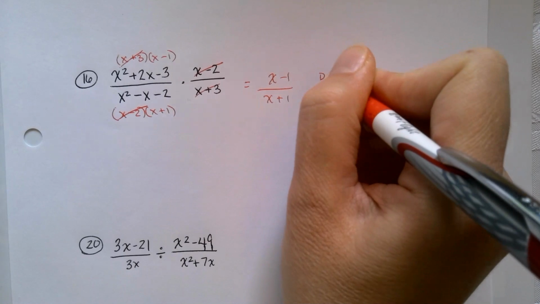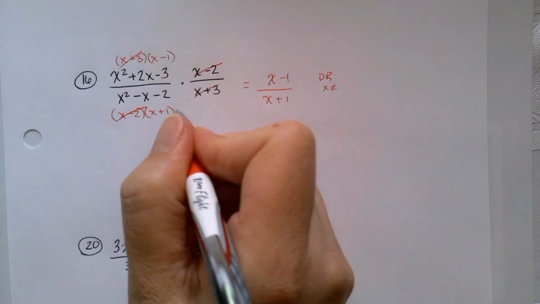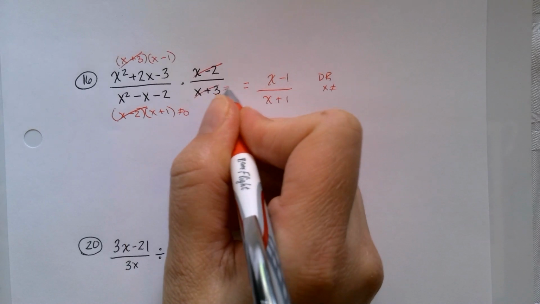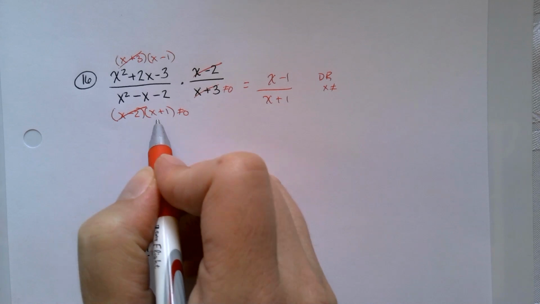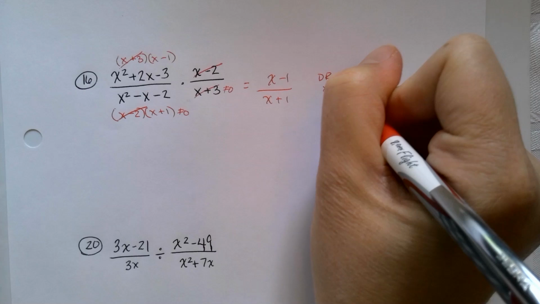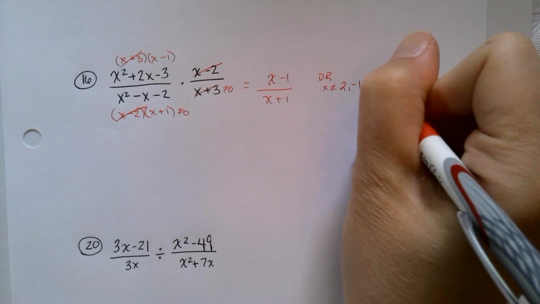And let's check out our domain restrictions, looking at my original denominators before we canceled. Here it is, I factored it. x cannot be 2 or negative 1. And here x cannot be negative 3. And there you have it.